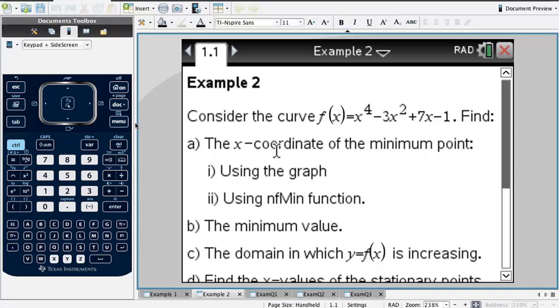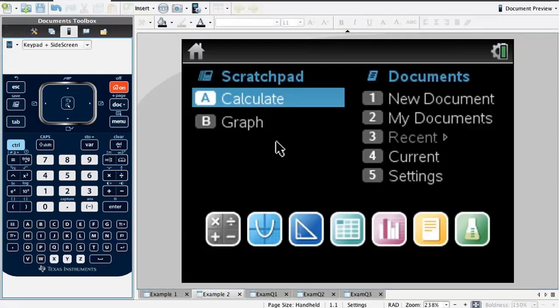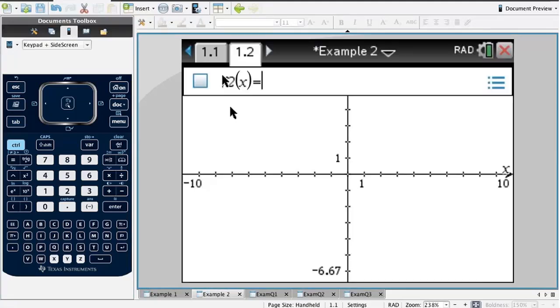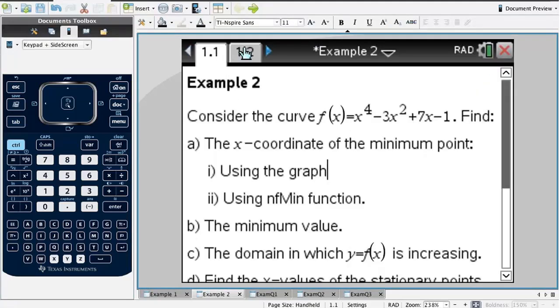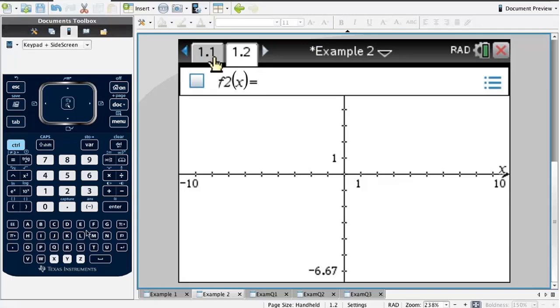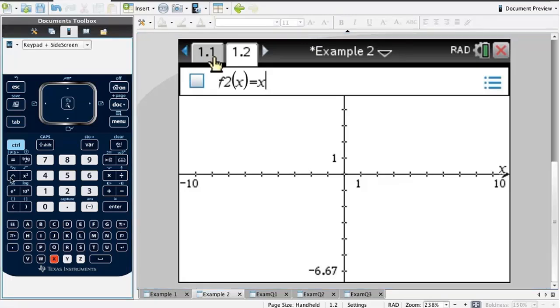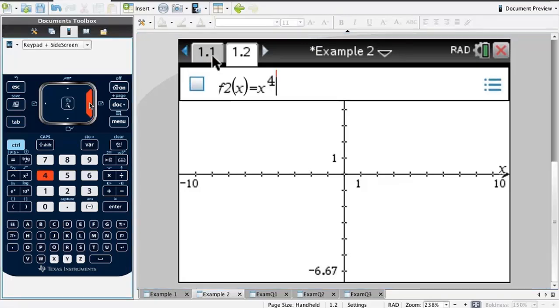So I want to open a graphs page, and I'm going to graph that function there. So it's x to the 4, minus 3x squared, plus 7x, minus 1.